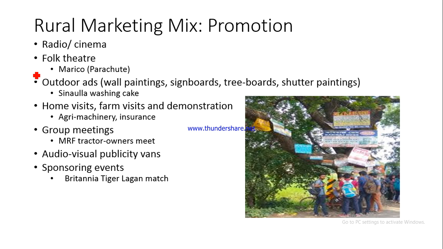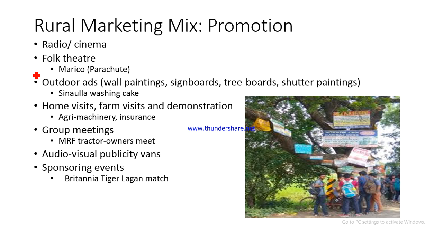Then we have got examples of event sponsorships. For example, you know what sponsorships are. We have discussed this in marketing management also. So herein what happens is, for example, Britannia did what? Britannia Tiger, basically the Tiger brand of biscuits that Britannia sells in the rural market, they started organizing Lagaan matches.